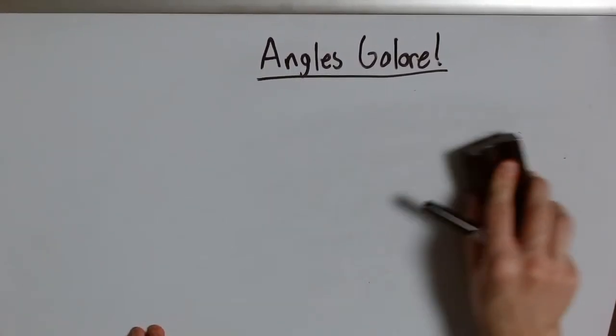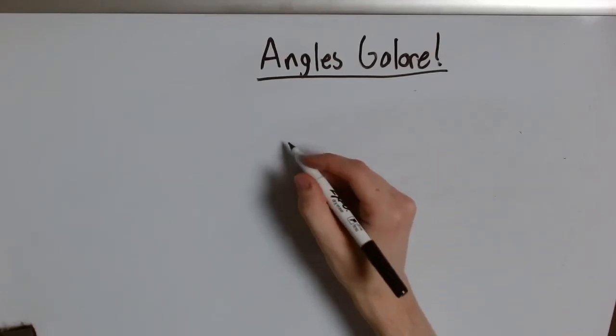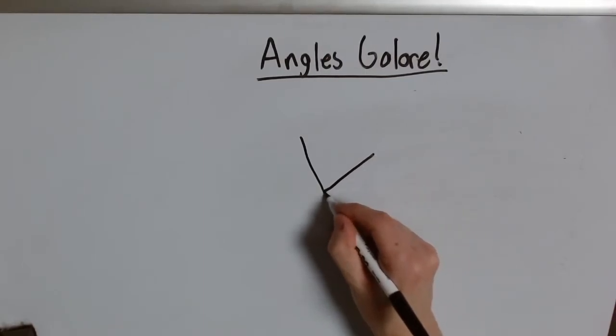But what if we don't have a nice, easy relationship we can use? What if we don't instantly see a flat angle or a right angle? Well, there's still hope. We can still solve these types of problems by noticing relationships between two angles. I'll show you how. Let's say I have a funky angle like this.